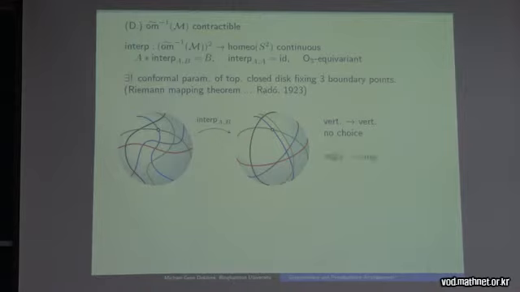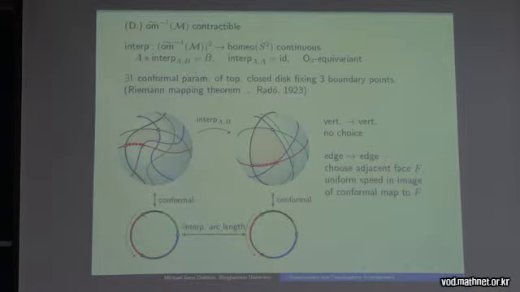And then if I go to edges and edges, I can pick out an edge, let's say this one. For that, I choose some adjacent face to that edge, and I use my conformal parameterization of the disk, and I look at the unit speed on the boundary of the disk for each of those maps, and that gives me a conformal map to the disk, and then I interpolate using unit speed along arc length, and then I have a conformal map back.